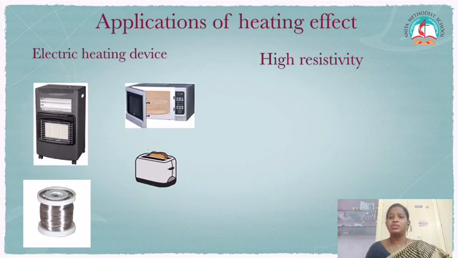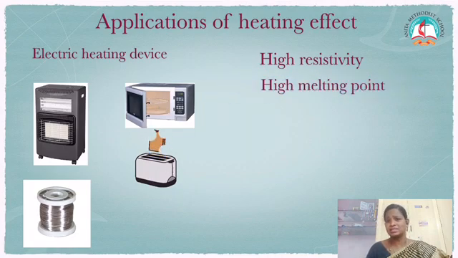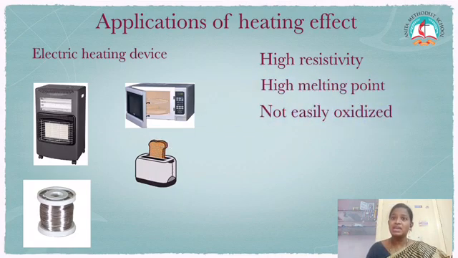And why nichrome is used in these appliances is due to a few reasons, mainly three reasons. The reasons are: nichrome is highly resistive, it has a high melting point, and it is not easily oxidized. Due to these reasons, nichrome is used in certain electrical appliances which use heating effect of electric current.